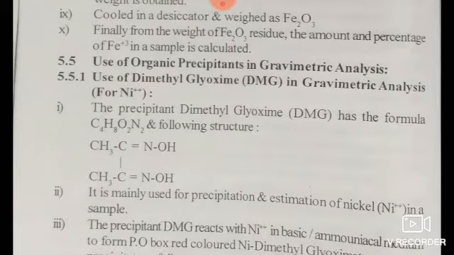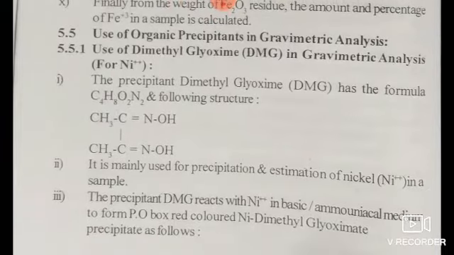The precipitant dimethylglyoxime has the formula C4H8O2N2 and has the structure CH3-C=NOH, C=NOH-CH3, that is, glyoxime. Two oximes are there in the adjacent carbons. So it is nothing but dimethylglyoxime. It is mainly used for the precipitation and estimation of nickel in a sample.